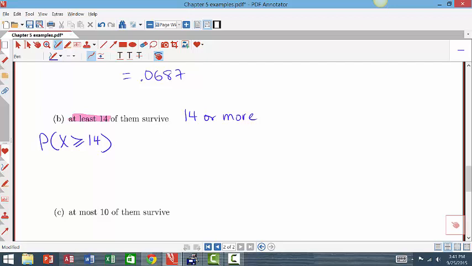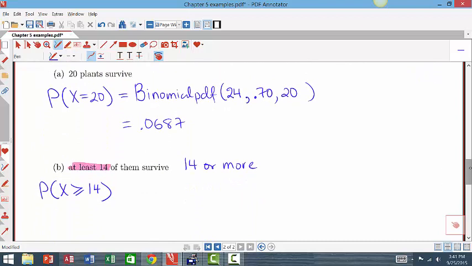Now, one way for you to do this is to compute the probability of getting 14, 15, 16, 17 and so forth all the way to 24 plants and add them all up. But this is very long and it's not needed. So what we need to do here is use a complement. The complement of this would be the probability that we get less than 14, and I'll explain why we use the complement here. We need to subtract that probability from 1.